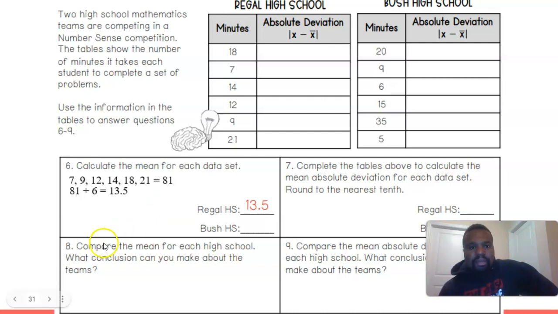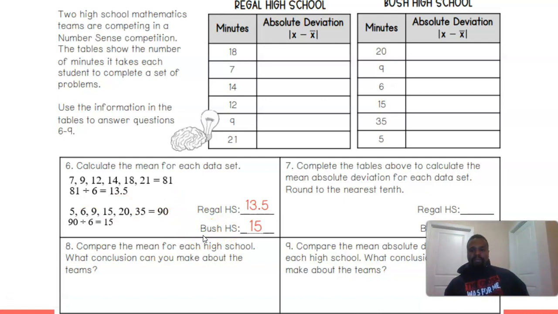I'm going to do the same thing for Bush High School. Put them in order from least to greatest. Add them together. That gives me 90. There's 6 numbers in the data set. So do 90 divided by 6. That gives me 15. And so the mean for Bush High School is 15.